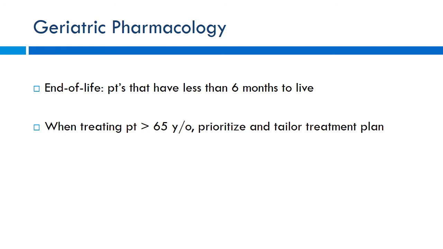And so when you're treating these patients that are greater than 65, it's important to prioritize and to tailor that treatment plan to what their goals are going to be, right? So if they know they have 6 months to live, again, do they care if their diabetes is out of control? Probably not. They're going to die anyway. So it's like one of those things where if the side effects of the drugs are worse than no treatment, then they might just opt for no treatment in those cases, right? So you have to have that conversation.